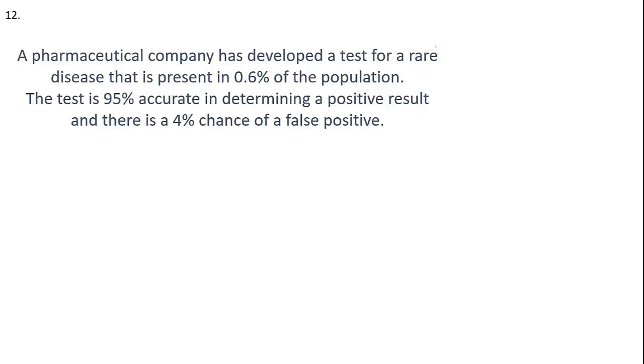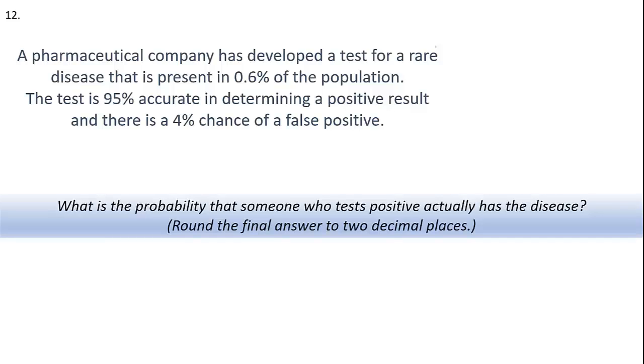12. A pharmaceutical company has developed a test for a rare disease that's present in 0.6% of the population. The test is 95% accurate in determining a positive result, and there's a 4% chance of a false positive. What is the probability that someone who tests positive actually has the disease? And when we get the answer, we want to round it to 2 decimal places.